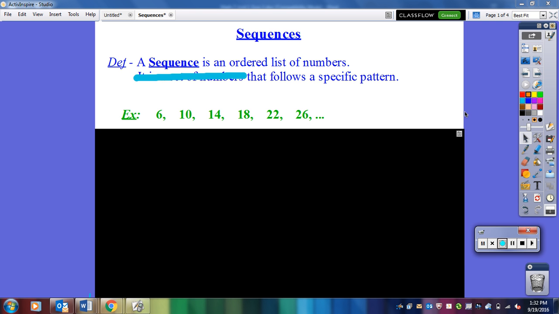Here's a sequence. When you're looking at a sequence of numbers, it's important to notice what's going on. In this case, it's getting bigger. Is it getting bigger quickly or slowly? Quickly. Slowly. Kind of slowly, so let's figure it out.